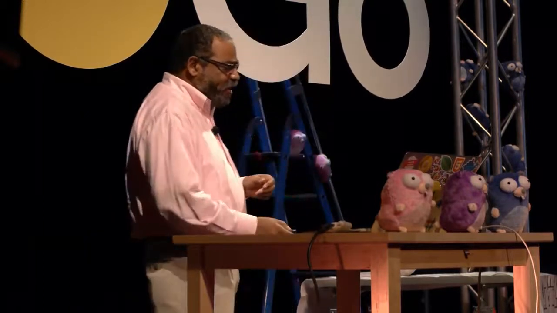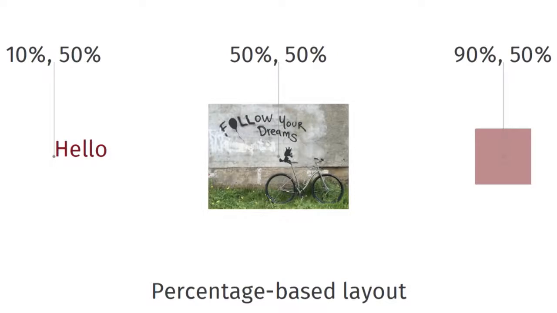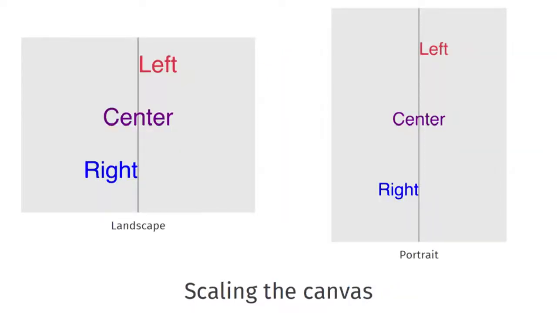Here's an example of laying things out on that grid, 3 elements. And as I said before, it has the nice property, if you just change the dimensions of your canvas, things will scale automatically.